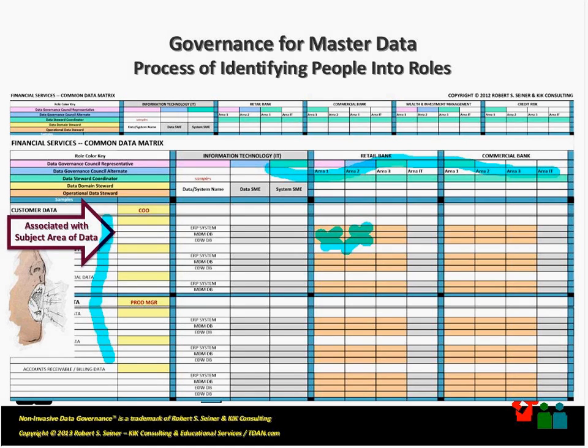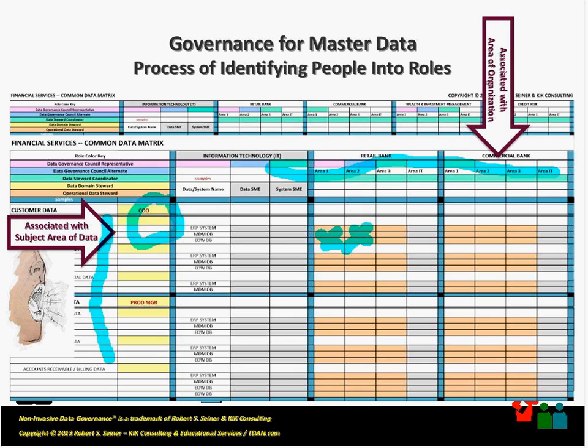Think about the people's names that would be identified as associated with subject areas of data. Those are the rows, and the columns are associated with the different areas of the organization. My recent client told me that this is not an easy thing to fill out, and the truth is it's not necessarily easy. But when you are delivering your master data, people are going to want to know that we engaged the appropriate people at the appropriate time.